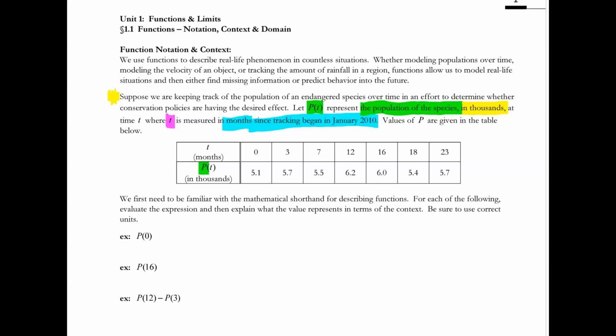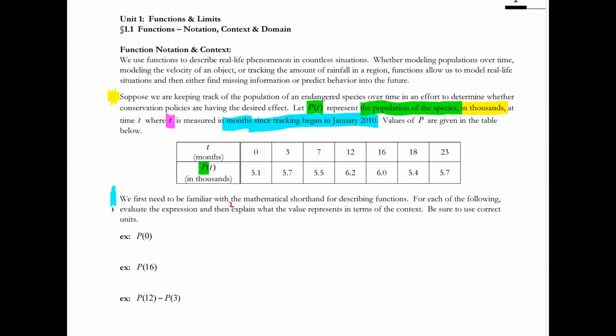All right, we see that there's data in our table. So I'm going to jump down to this next part. We need to be familiar with the mathematical shorthand for describing functions. And I think a lot of this you are familiar with already. What we are asked to do is two things. And in this class, it'll be really important that we read directions thoroughly and carefully. For each of the following, we are asked to, 1, evaluate the expression, and then 2, explain what the value represents in terms of the context. Be sure to use correct units.